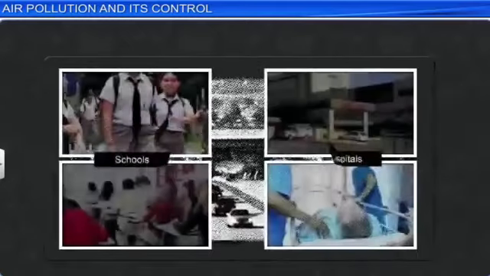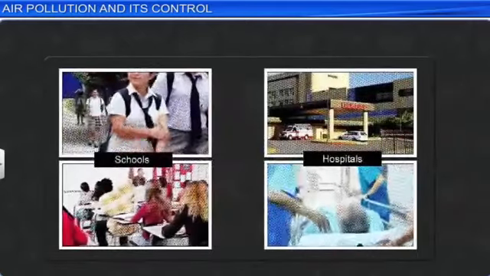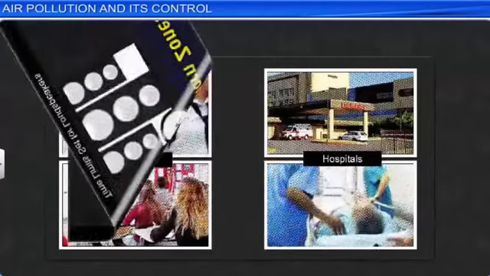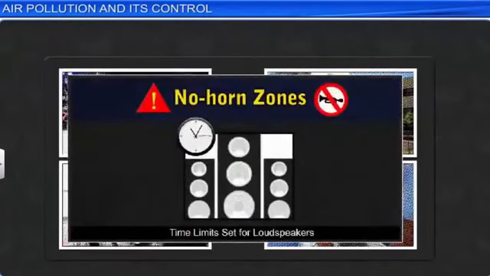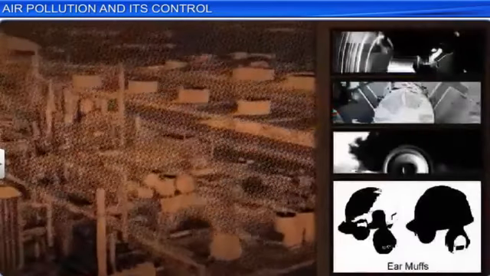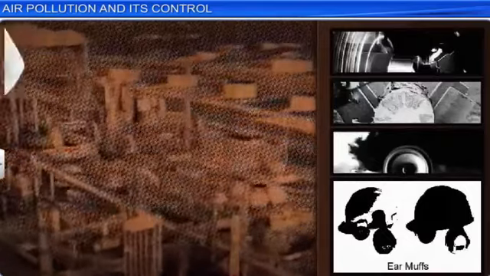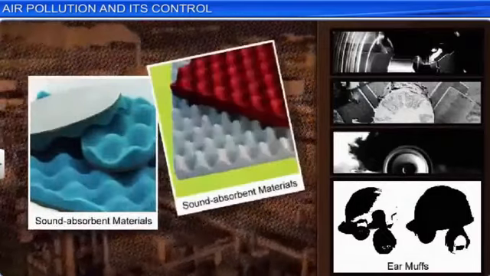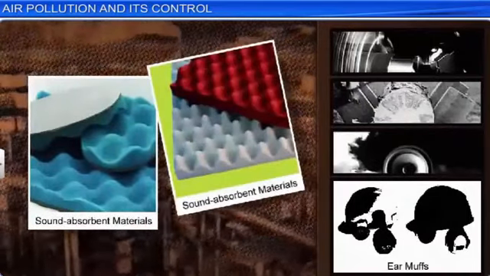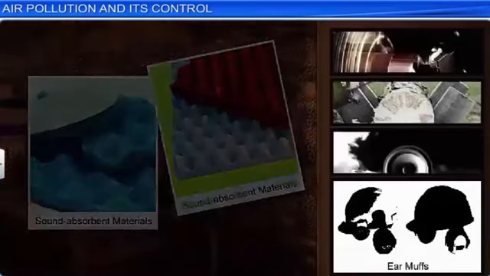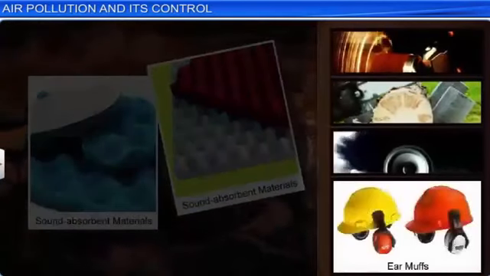For instance, in cities, the areas around hospitals and schools have been declared no horn zones, and time limits have been set for the use of loudspeakers. Industries have also been encouraged to use sound-absorbent materials, and workers too, who are exposed to loud sound levels, are being encouraged by the government to use earmuffs.